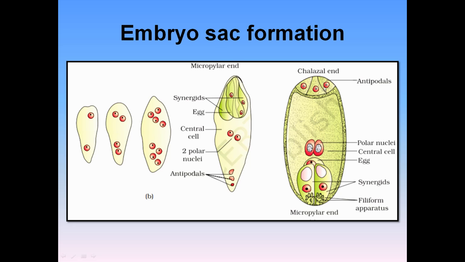At the chalazal end, you can see three antipodals are there, and at the central cell, two nuclei are there, and then these three cells are going to form the egg apparatus. You can see two synergids are there, and one egg cell is here. At the micropylar section, the egg cell is there, and you can see the finger-like projections, the beautiful finger-like projections.